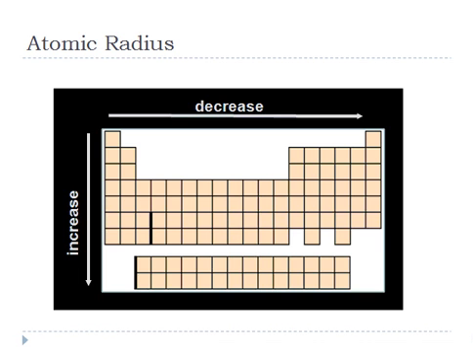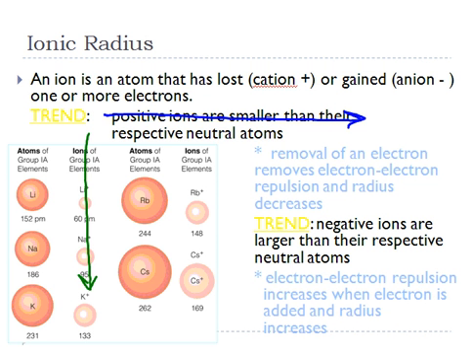So here is a picture of the general trend in atomic radius. As you go down a group, it increases, and as you go across a period, it decreases, it gets smaller. All right, get rid of those arrows. There we are. Our next trend is ionic radius.